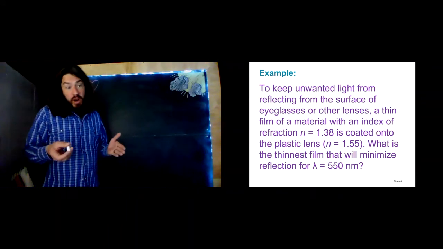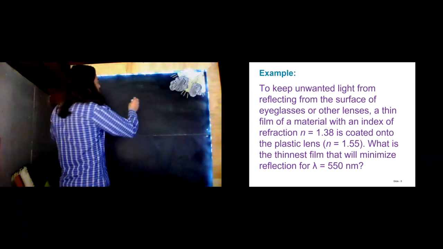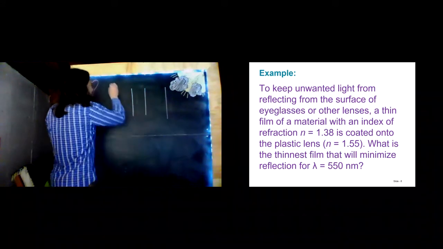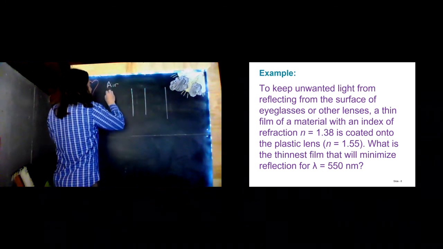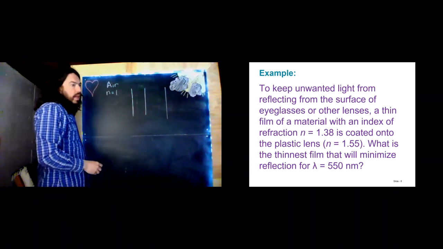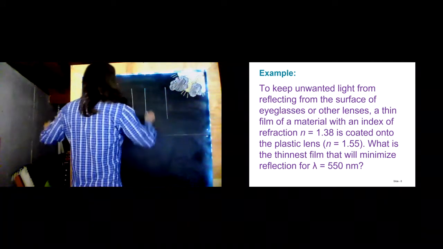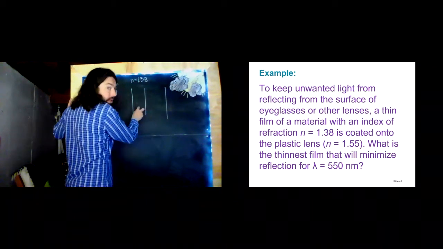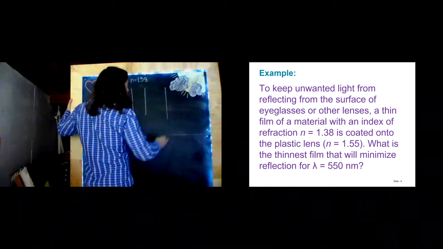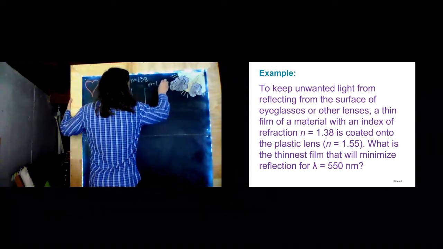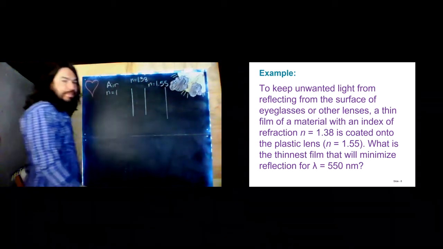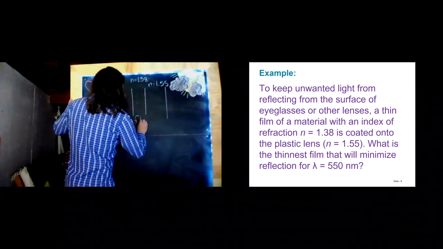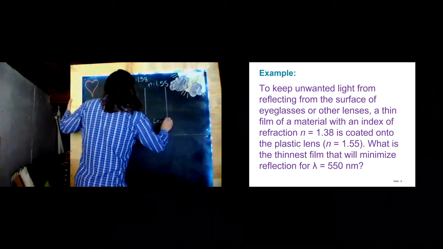Okay, so the first thing we should do is draw our picture. So here we have air, which is n equals 1. And then we have a thin layer of a material with index of refraction n equals 1.38. So this is our film right here. And then we have the plastic lens, which is n equals 1.55. Okay, so here we have the air, film, lens.